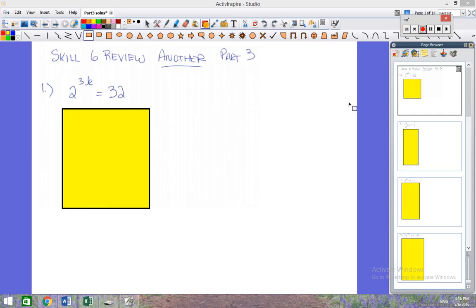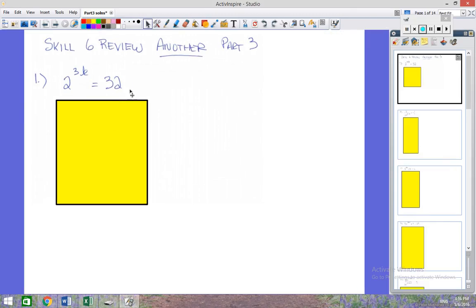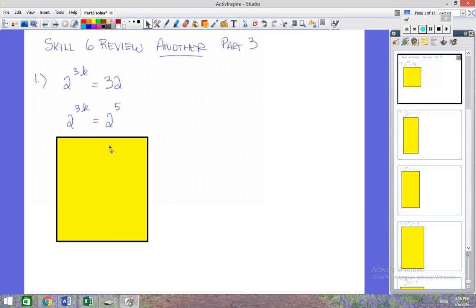And when we look at exponential equations, it's probably going to be easiest if we can rewrite the equation so that they have the same bases. And so with a little bit of playing around, you can look and see that you can rewrite the number 32 as 2 to the 5th power. So that's exactly what I've done here. I've written 32 as 2 to the 5th.